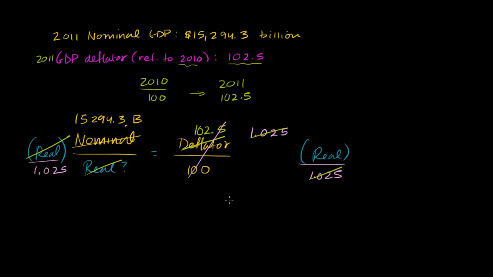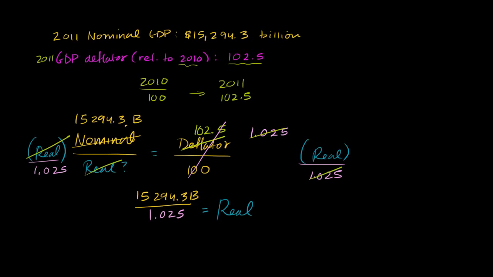I'll just leave it over here. Our real, let me do it in that same blue color. Our real GDP is equal to our current dollar GDP, $15,294.3 billion, divided by essentially the ratio between our deflator and 100, divided by 1.025.